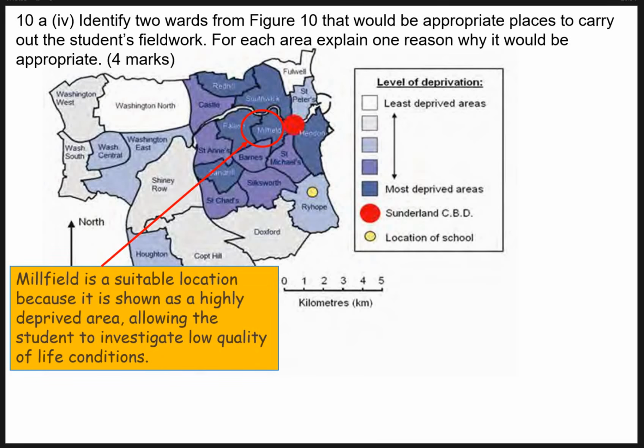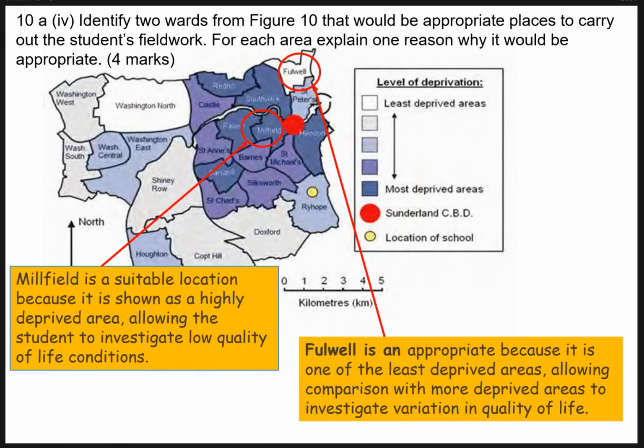So I've chosen Millfield. There are other options, but perhaps the explanation is the important thing. Millfield is a suitable location because it is shown as a highly deprived area. Look at the key on the right hand side, from dark purple to white. So we'll look at an area that's deprived. Now obviously we need to compare that, so another one would be Fulwell. Fulwell is appropriate because it is one of the least deprived areas, allowing comparison with more deprived areas to investigate variation in quality of life. So it's about measuring quality of life in high versus least deprived areas.